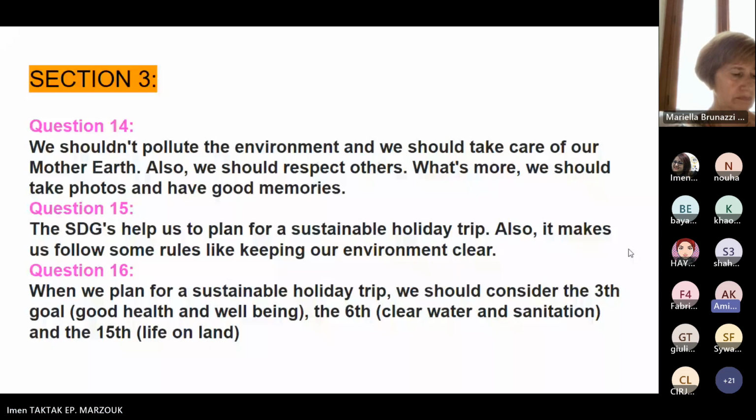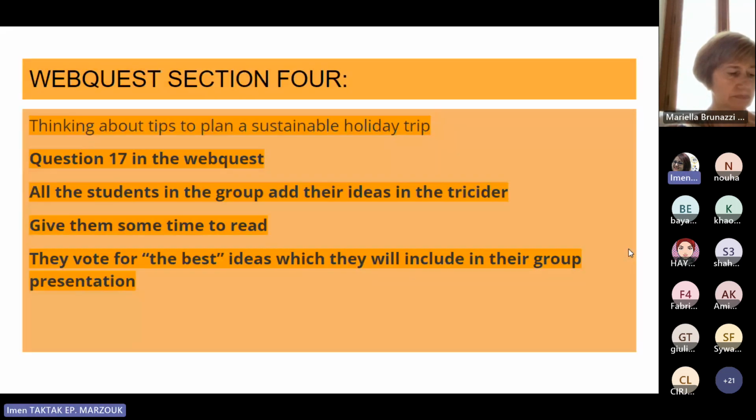Question 16. When we plan for a sustainable holiday trip, we should consider the third goal, good health and well-being, the sixth, clean water and sanitation, and the fifteenth, life on land. Good, very good. Thank you.